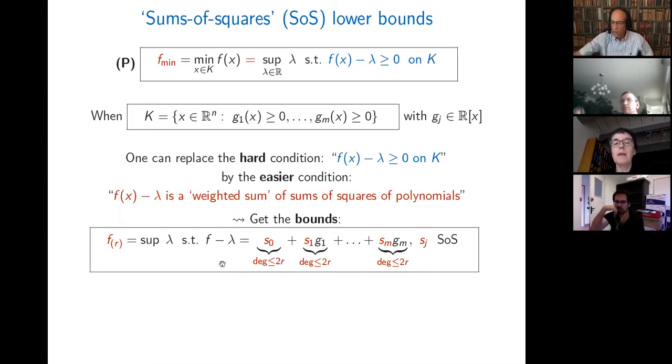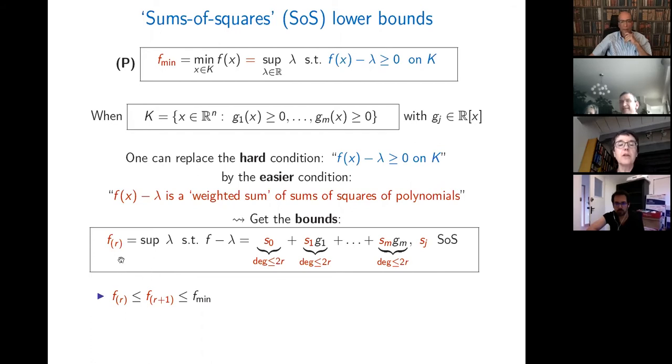So we pick some integer r, which will be our target degree, and we restrict ourselves to sum of squares polynomials for which each summand Sj Gj has degree at most 2r. And in this way, we obtain a parameter fr, which is the usual Lasserre lower bound for polynomial optimization. So for every such degree r, we get the parameter fr, which is a lower bound for the minimum. If we let the degree r grow, we get a bound which is better and better, so it gets closer to the minimum.